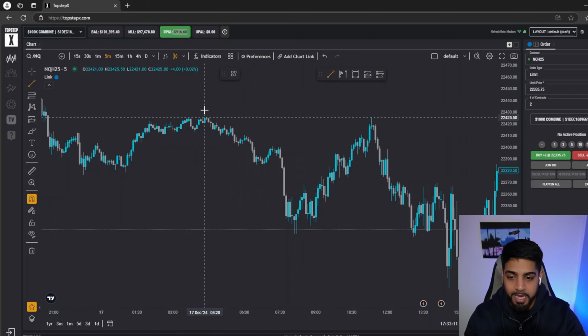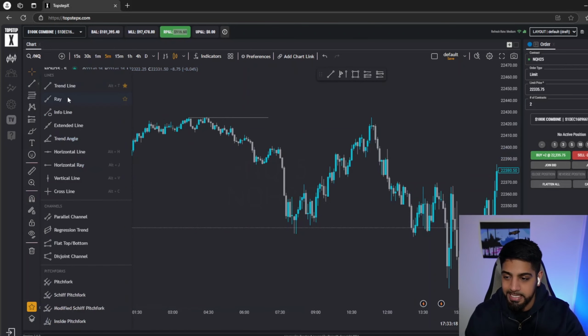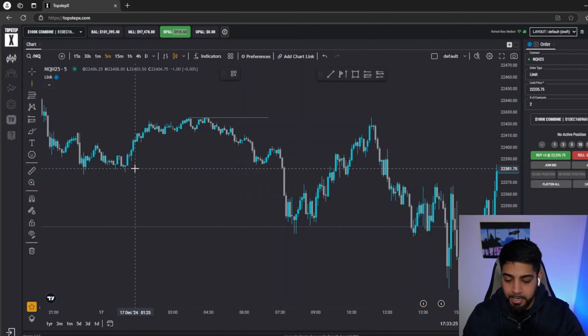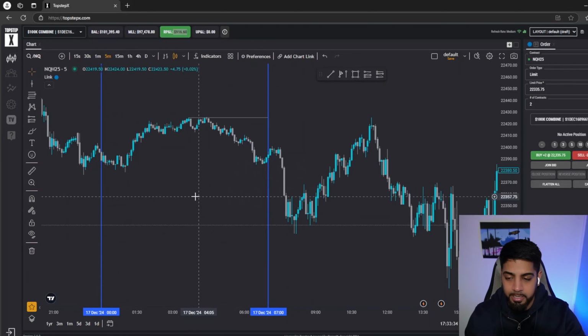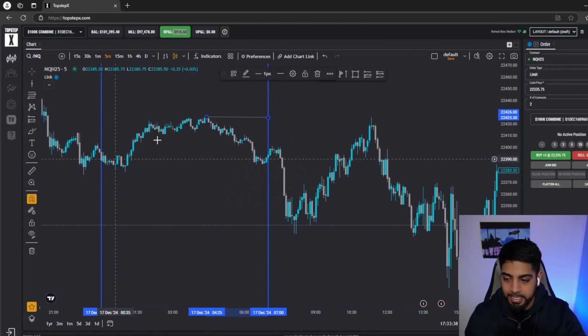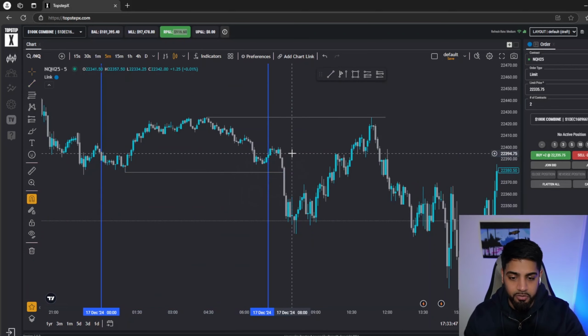First and foremost, we have to identify where we are in terms of our range. The first thing I like to do is wake up, come to the charts, take out my vertical line and place it at exactly midnight UK time, and that would be right there. And then I like to place it at 7 AM UK time. Now in between this time zone, I just want to identify where the highest point that the Asia session range reached was. And as we can see, that was right there. And then I want to identify the lowest point that the Asia session range reached, and that was right there.